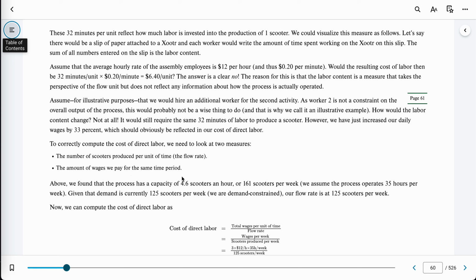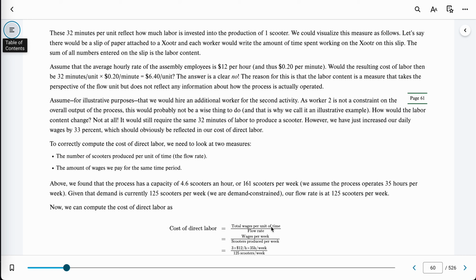We found that the process capacity is 4.6 scooters per hour, or 161 scooters per week, right? But our current demand is only 125 scooters per week. So how exactly do we calculate the total labor time? We looked at this a couple of weeks ago when I posted our first videos about labor costs and how you calculate them.